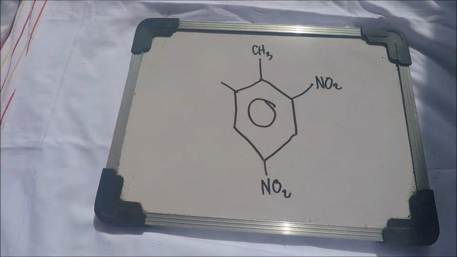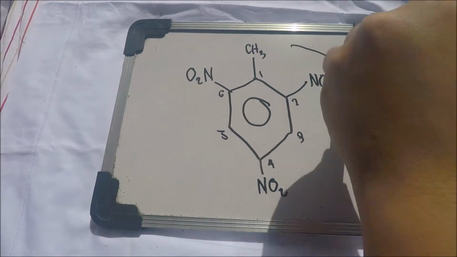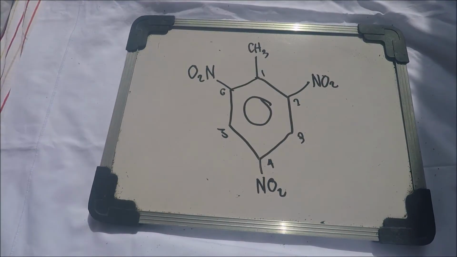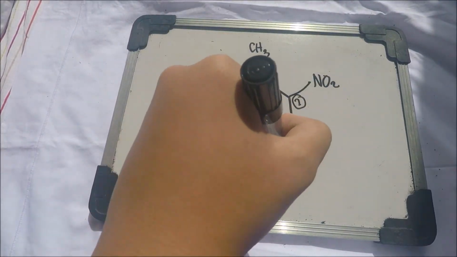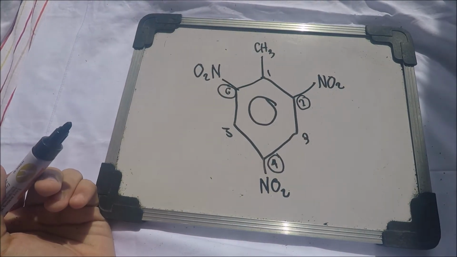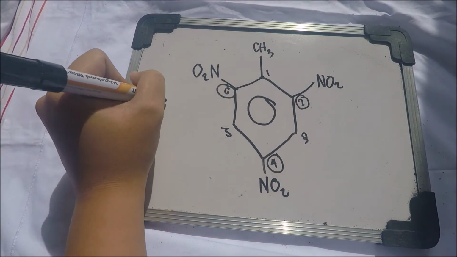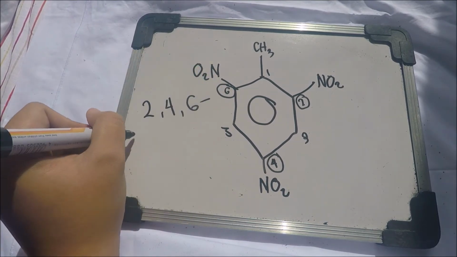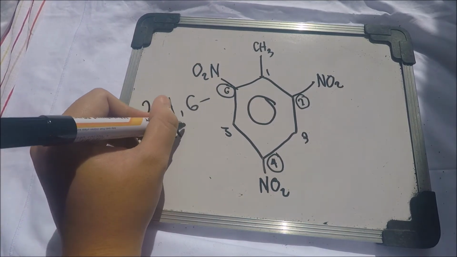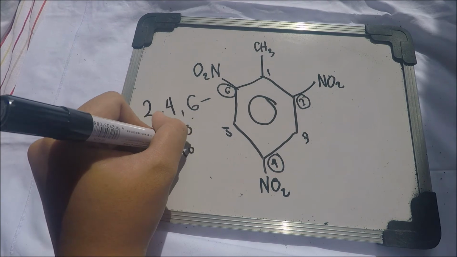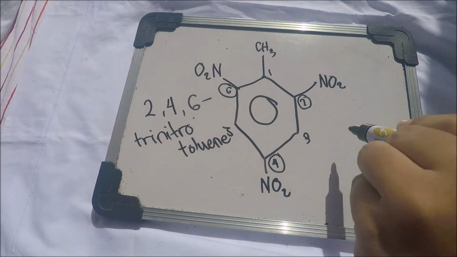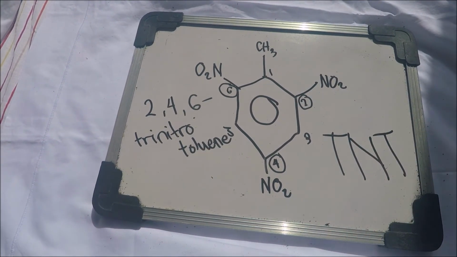Here is one example. Start by locating the substituents of the three branches clockwise, which is 2, 4, and 6. Then determine the element used for this molecule, which is this. The resulting hydrocarbon is called 2,4,6-trinitrotoluene, also known as TNT.